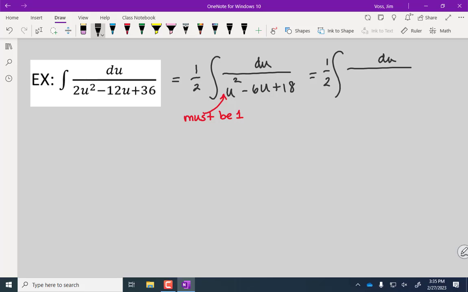Okay, so everyone agree on the completing the square part? 9 plus 1. We're going to get u minus 3 squared plus 9. Everyone agree with that? Yes. So then we're going to factor out the 9. We'll get 1 over 18, and then here, u minus 3 over 3 quantity squared plus 1. Now it's in inverse tangent form.